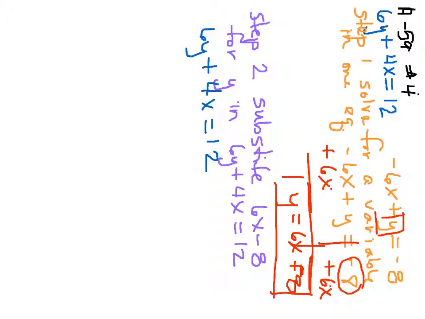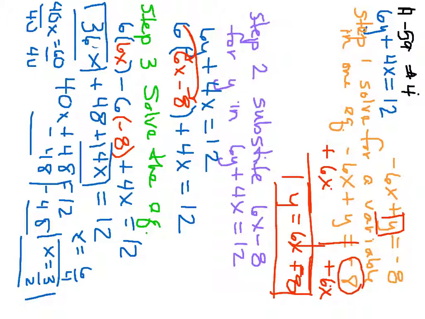So that's going to give me 6 times, and where I have y, I'm going to make that substitution. So I'm going to write 6x minus 8 plus 4x is equal to 12. And that takes care of step 2. So let's go ahead and do step 3. Alright, so step 3 is written out for you.